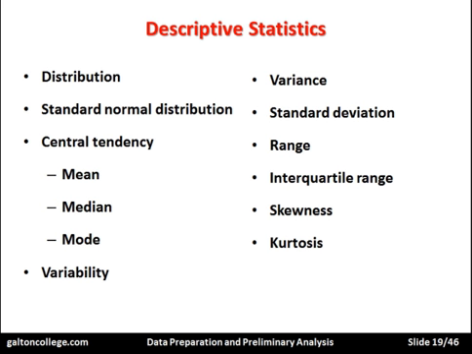Now, the area we're broadly concerned with in statistics is called descriptive statistics, and this looks at areas like I've got on the slide at the moment, such as distribution, standard normal distribution, central tendency, which means the mean, the median, the mode, the variability of the data, the variance, the standard deviation, the range, the interquartile range, skewness, and something called kurtosis.